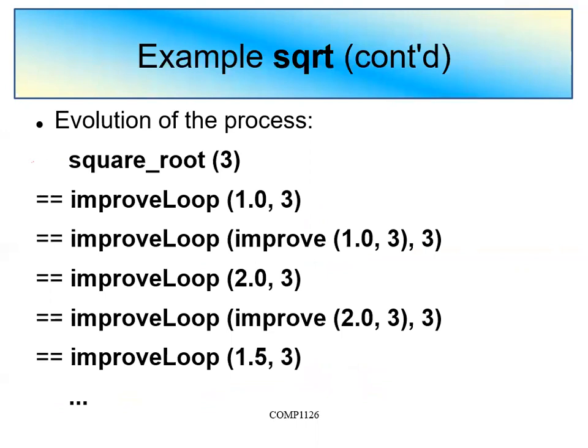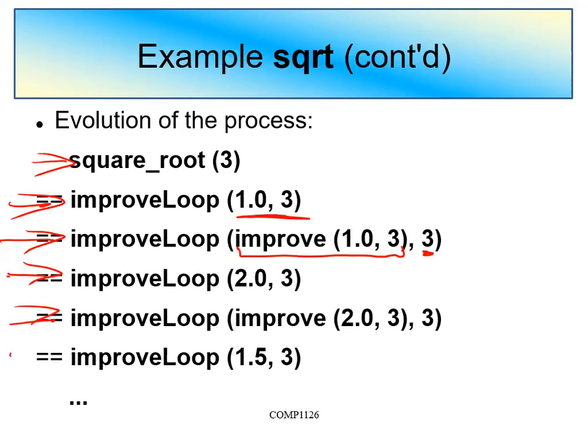First, they would call on square root, improve loop. From here, it would go down into improve loop with these values. And then because it wasn't good enough, it would end up going down into improve loop again with whatever comes back from this and the 3. And then that still wouldn't have been good enough, so it would go down into that, and go down into that, and go down into that, and so on, right?